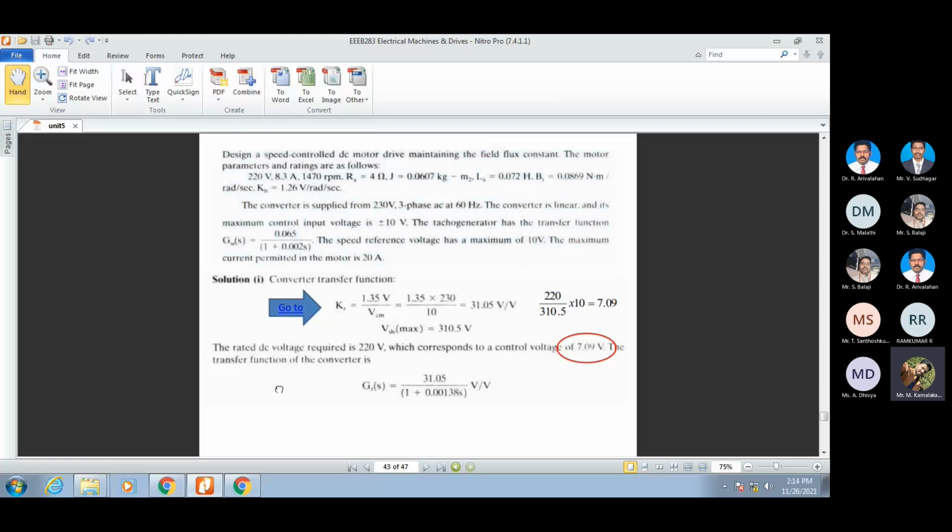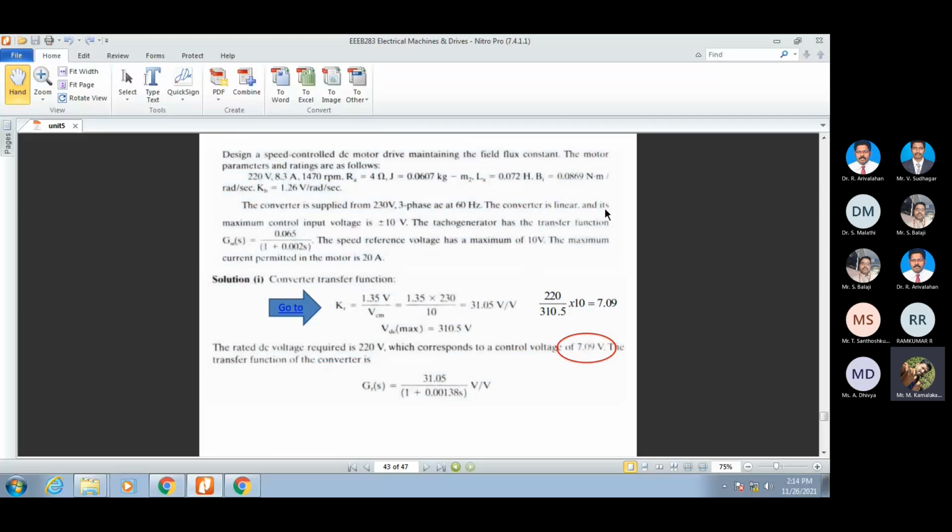The converter is supplied from a 230 volt 3-phase AC 60 Hz supply. The converter is linear, and its maximum control input voltage is plus or minus 10 volts. Because in alpha we derived that alpha is equal to cos inverse of VC divided by VCM. That VCM value is what they are denoting here. The maximum control input voltage is plus or minus 10 volt.